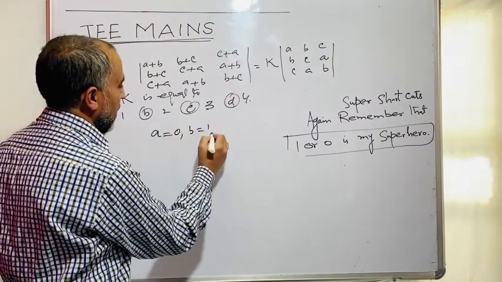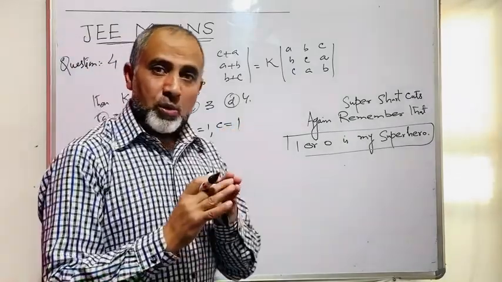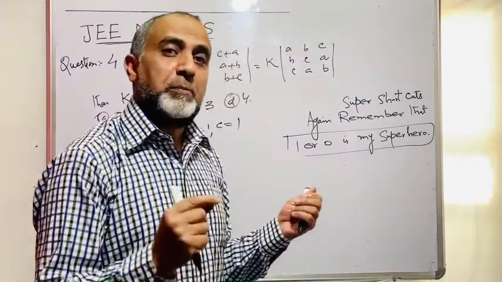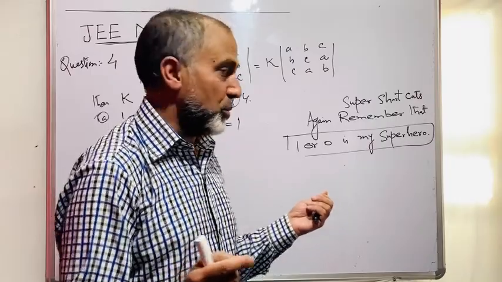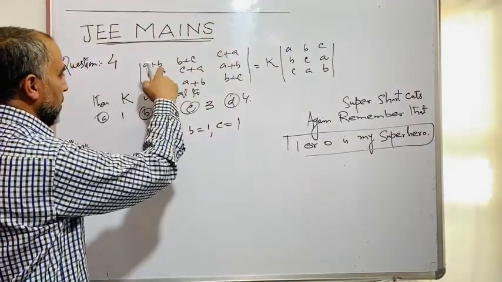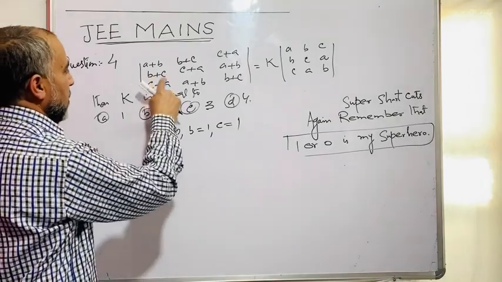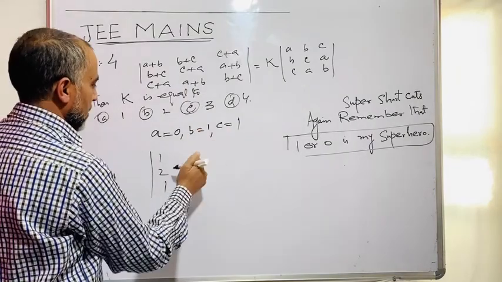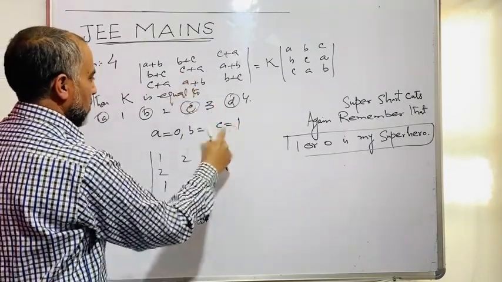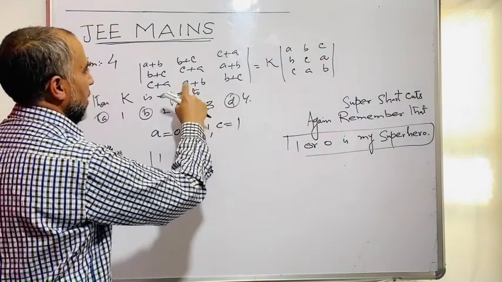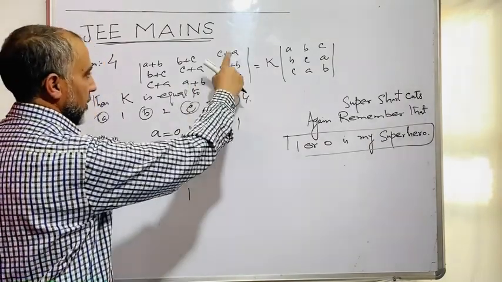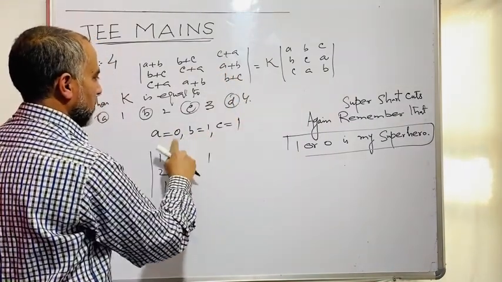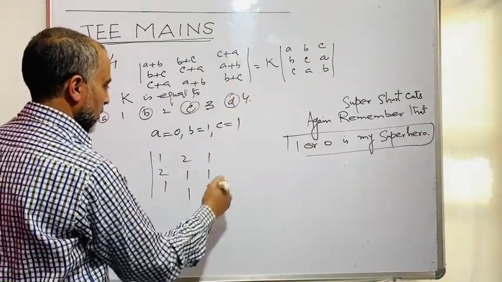We'll take A is equal to 0, B is equal to 1, and C is equal to 1. Instead of all three equal to 1 or 0, we take just B and C equal to 1 and A equal to 0. What will happen to the determinant? A is 0, B is 1, so you are left with 1. B plus C is 2. C plus A is 1. Here B plus C is 2, C plus A is 1, C plus A, then finally A plus B is 1. Then C plus A is 1, A plus B is 1 again, and B plus C is equal to 2.